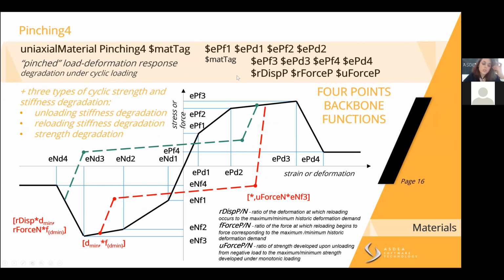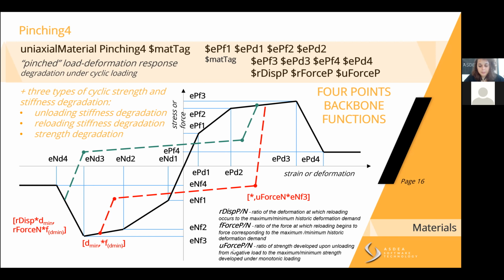So in the pinching for material, we have a pinched for load deformation response and a degradation under cyclic loading. It's the same for our hysteretic material. We have 4 points to define our backbone, and we have them both in the positive quadrant and in the negative quadrant. When we want then to move forward to the unloading branch and reloading branch here, I only put the coordinates of the unloading branch because the graph was too crowded, but anyway, they are exactly the same as the ones for the reloading branch.